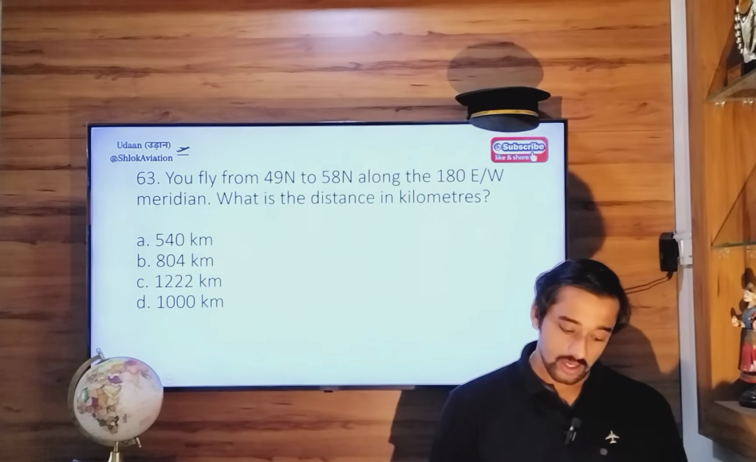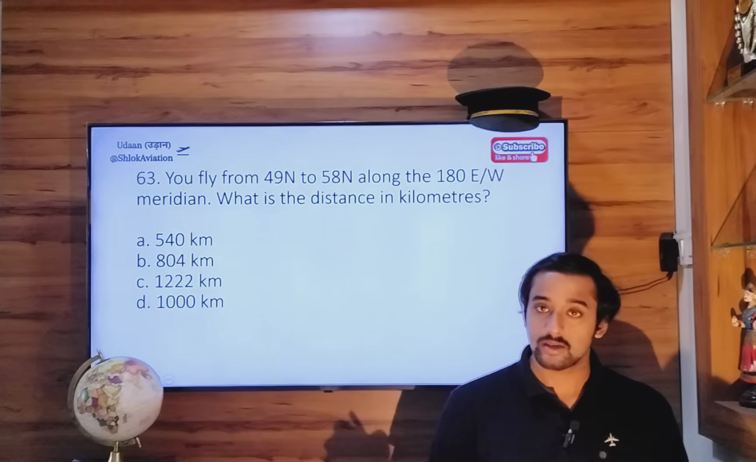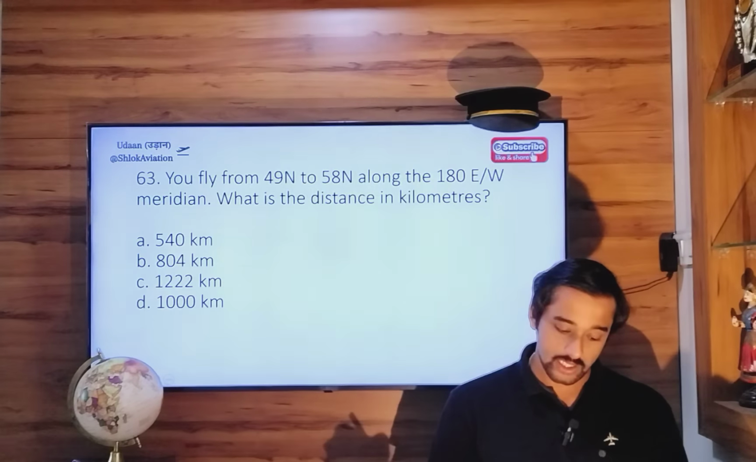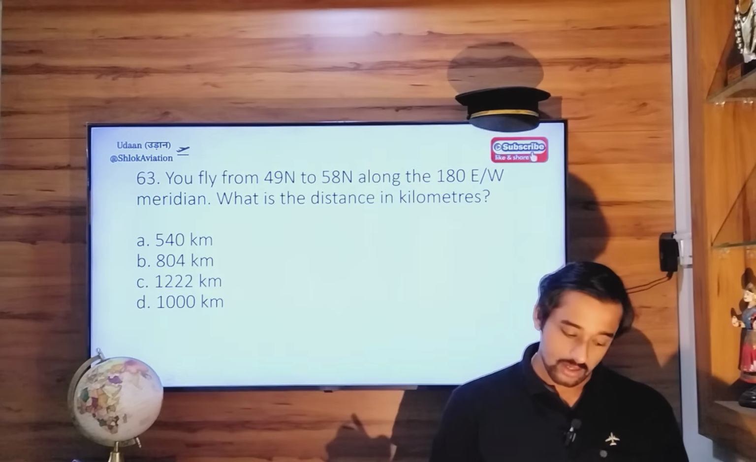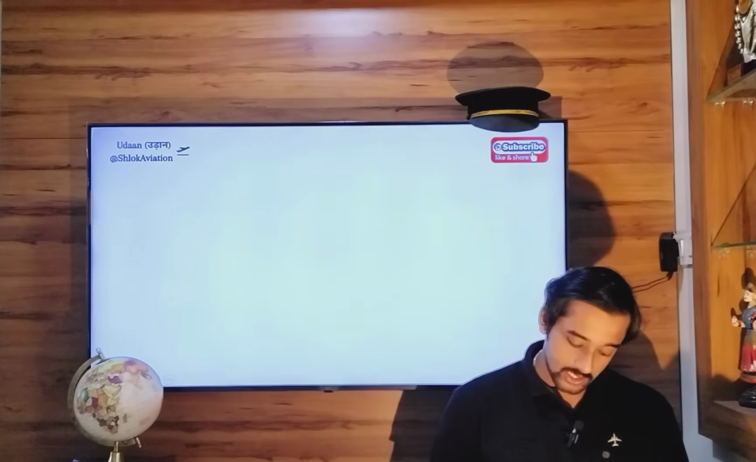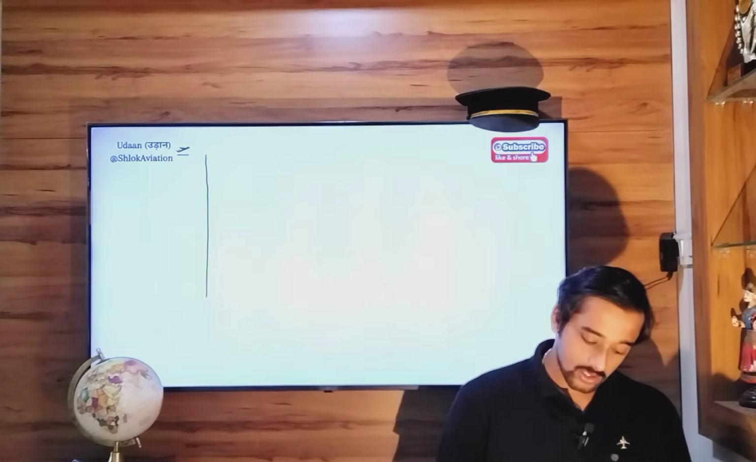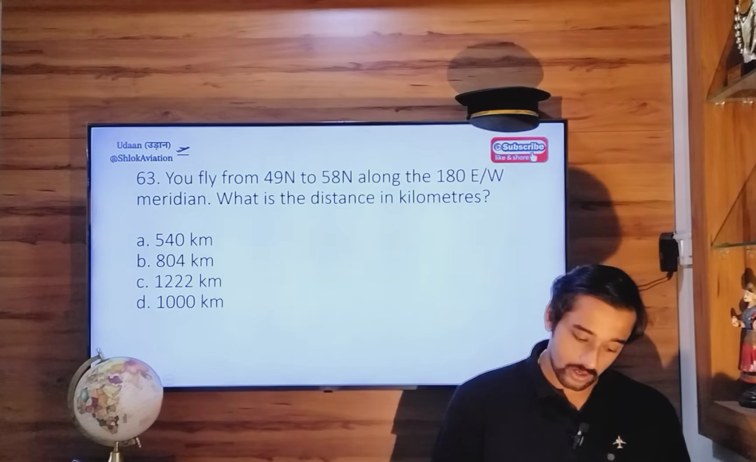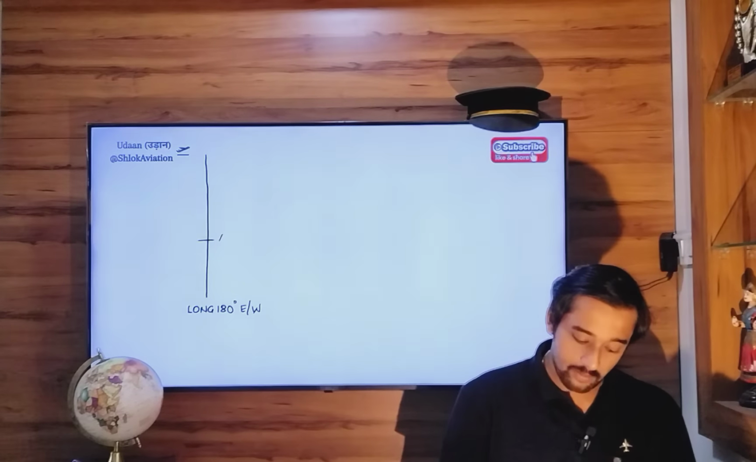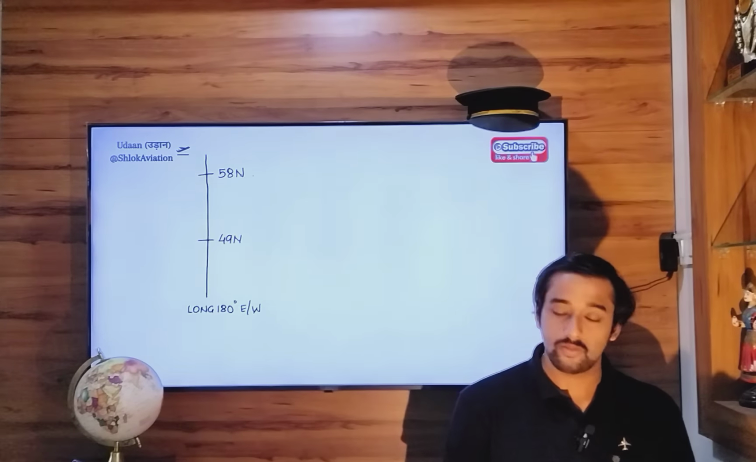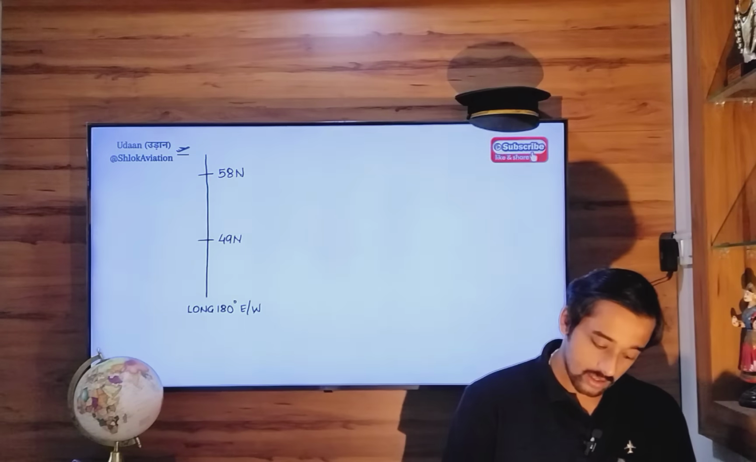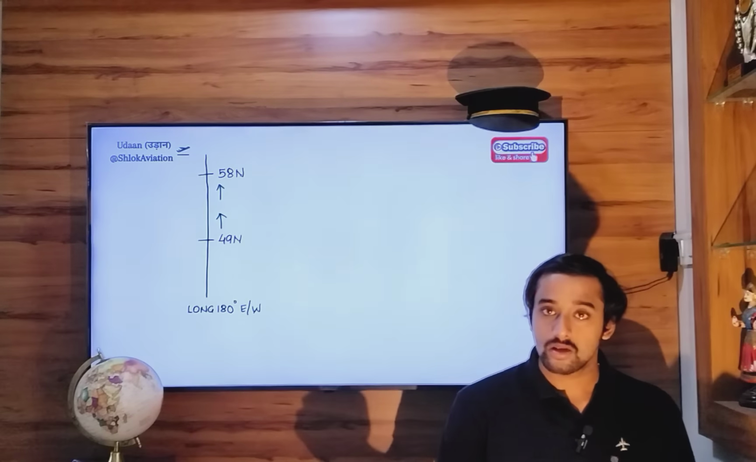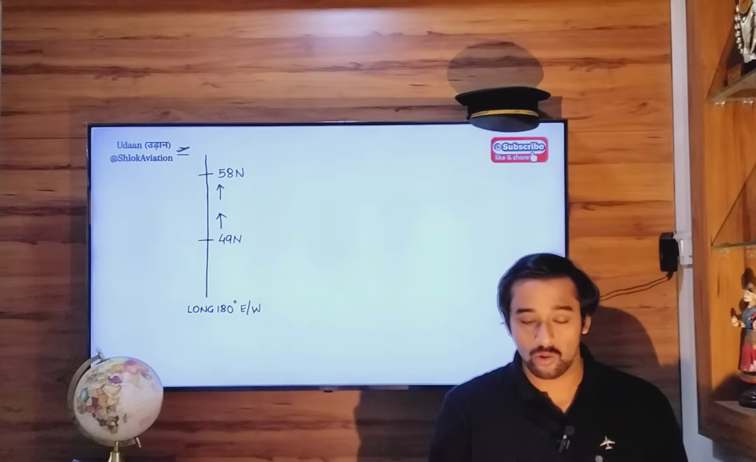Next, 63. You fly from 49 north to 58 north along the 180 east-west meridian. What is the distance in kilometers? So this is your latitude. Correction. This is your longitude, 180 degree, east or west. You are in the northern hemisphere. 49 north is your departure. 58 north is your destination. You travel from 49 to 58. You have to calculate this distance between these two locations.